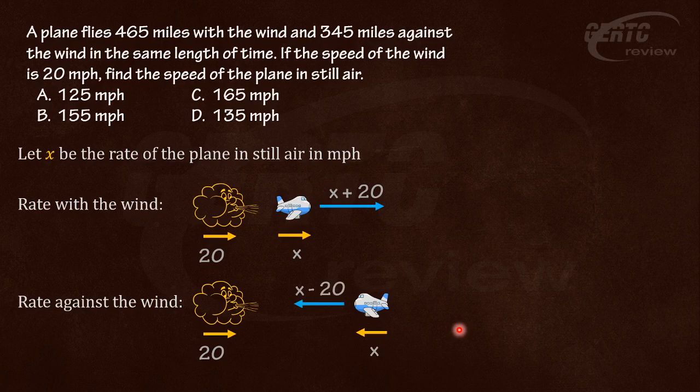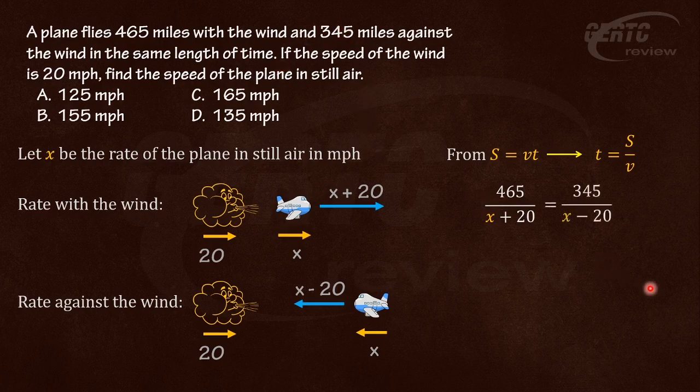So once again, from the formula S equals VT, or time equals S over V, substitute. The time to travel 465 with the wind is 465 divided by X plus 20. Take note of the units: we are using miles and hours. This equals the time to travel 345 against the wind, 345 divided by X minus 20. Okay. So, what do we have?